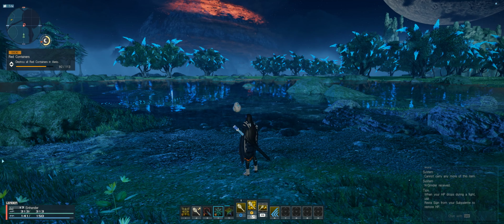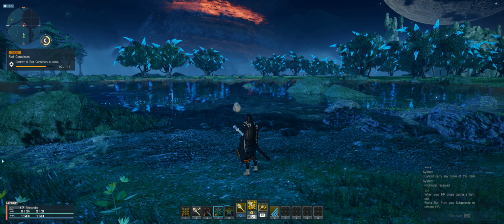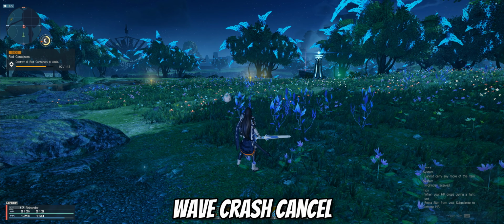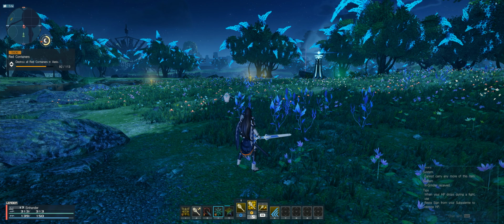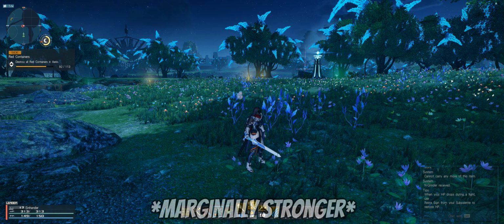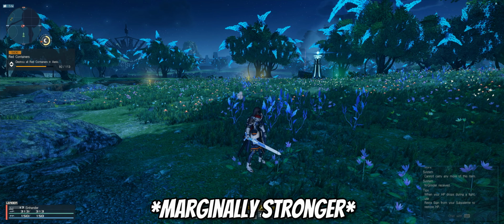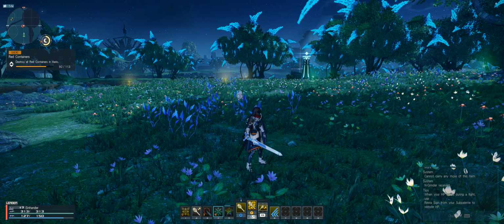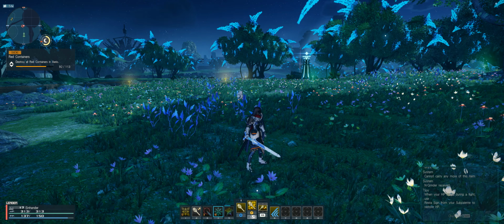Now, let's get back to what I mentioned previously, which was wave crash canceling. It's a 2-hit Photon Art, but believe it or not, the first hit is, from a DPS standpoint, the strongest. Unfortunately, it costs 30 PP. So canceling it is very inefficient from a PP standpoint.